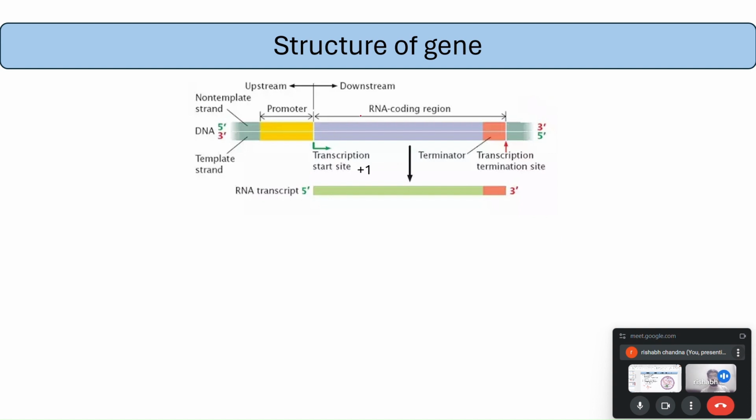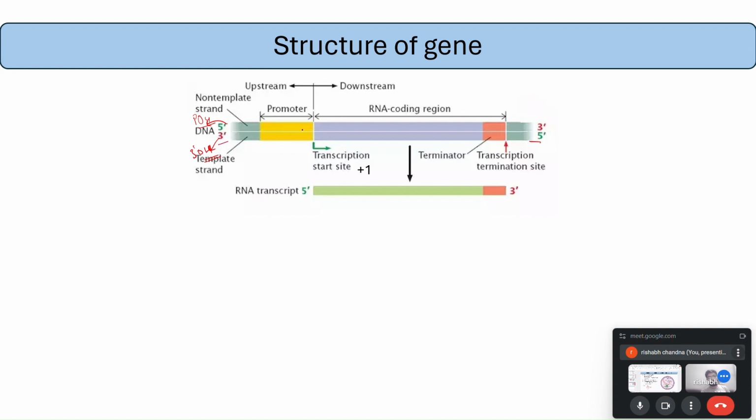Starting from the basics, first we have the DNA. DNA is labeled as 5 prime to 3 prime, and all RNA coding or DNA polymerization occurs in the 5 prime to 3 prime direction only. 5 prime means it has a free phosphate group, and 3 prime means it has a free OH group. Both strands are labeled 5 prime to 3 prime, and in the complementary strand we have 5 prime to 3 prime here.